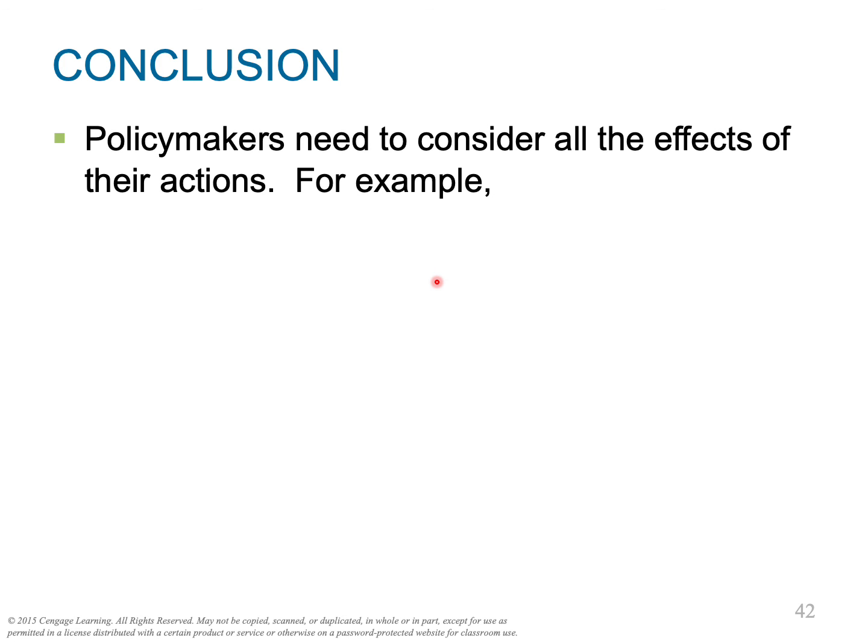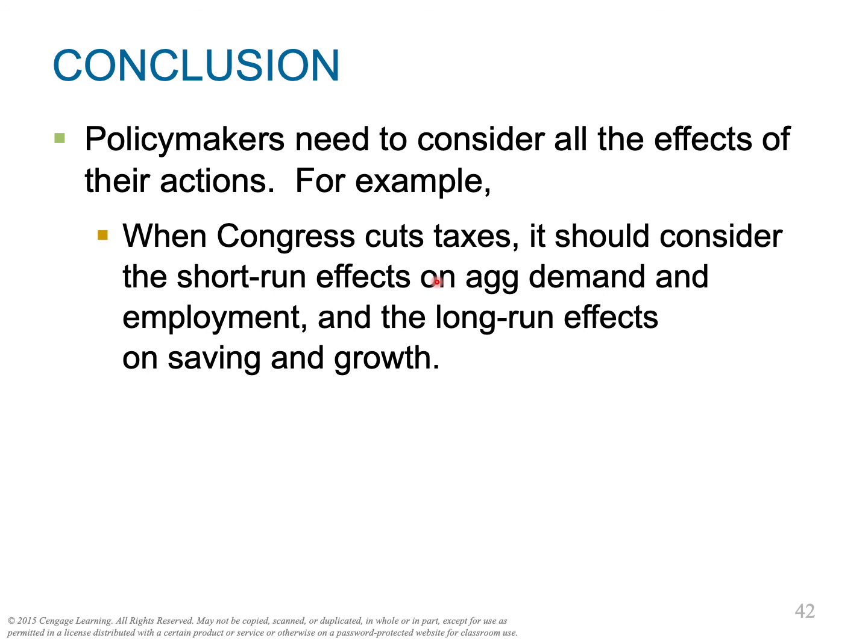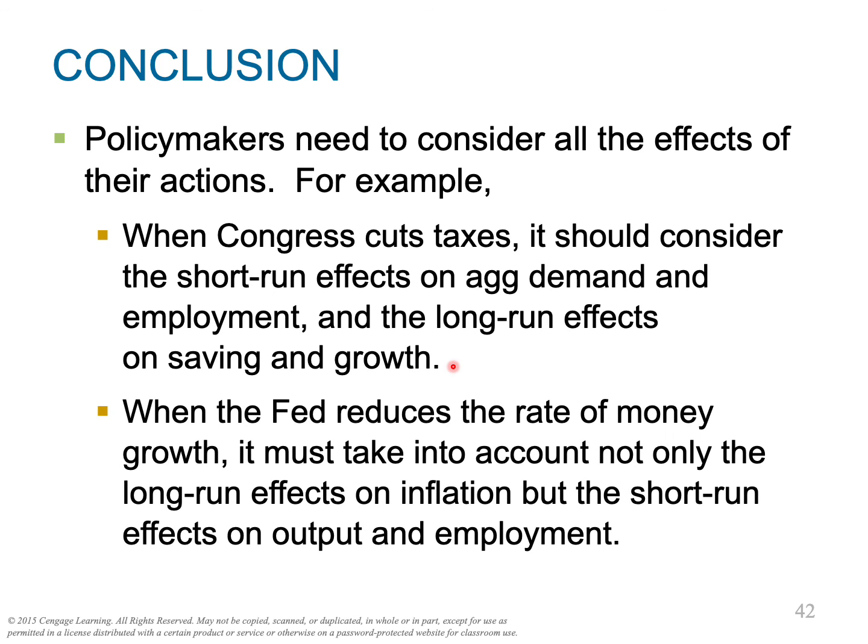So to conclude, right, these policymakers in the government and the Federal Reserve need to consider all of the effects of their actions, right? So, for example, when Congress cuts taxes, it should consider not only the short run effects on aggregate demand and employment, but they should also be thinking about the long run effects on savings, growth, and inflation, perhaps even. And likewise, when the Fed reduces the rate of money growth, it needs to take into account not only the long run effects on inflation, but also the short run effects on output and employment. All right.